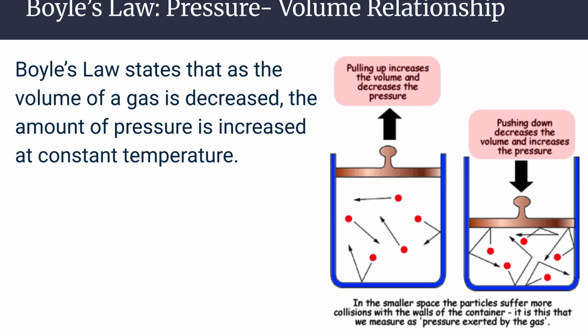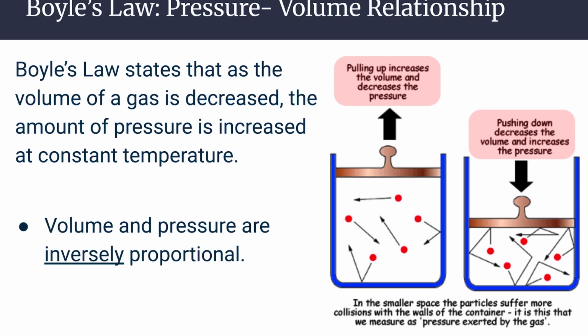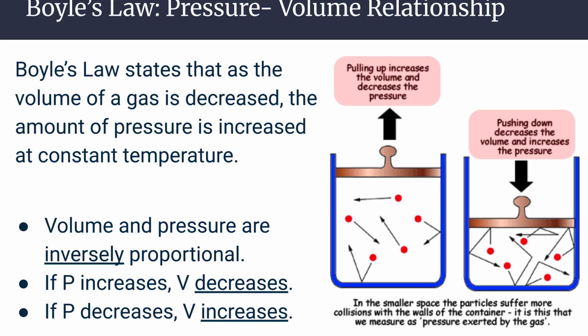Boyle's law states that as the volume of a gas is decreased, the amount of pressure is increased at a constant temperature. So this requires temperature to stay constant. And that means that volume and pressure are inversely proportional. So they are going to behave opposite. That means that if pressure increases, volume is going to decrease. That also means that if pressure decreases, volume is going to increase. So they're going to behave opposite.